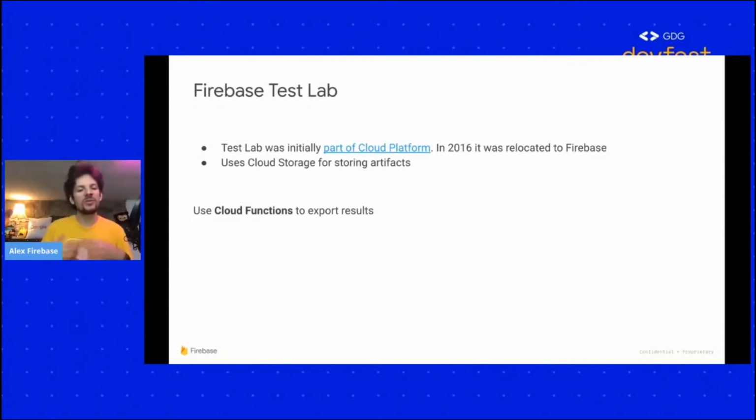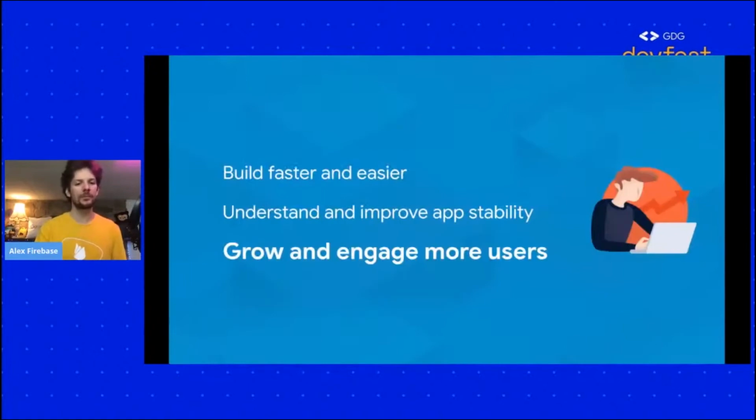But because of it being in Cloud, it also relies on the infrastructure from Cloud. For instance, it uses Cloud Storage to store artifacts, and by artifacts, I mean things like screenshots and reports of your test runs. I don't know of an easy way to export data into something like BigQuery. However, since everything is stored in Cloud Storage already, it's pretty easy for you to download. And you can also use Cloud Functions to integrate this with your continuous integration system or whatever you're using.